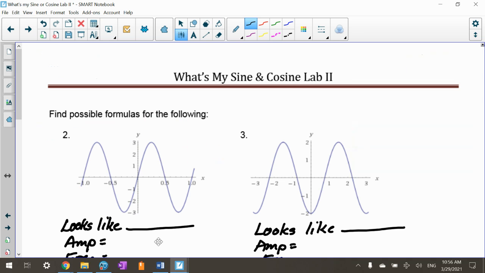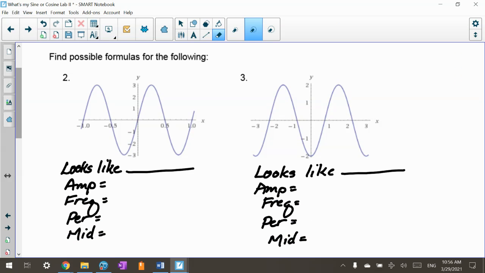All right, again, we're continuing on. This is What's My Sine and Cosine Lab number 2. I did the first one already in its own separate video. I'm going to try to do as many of these, but this page is basically, we're trying to find the formula for the curves. We've been doing this quite a while, but I wanted to make sure that you're comfortable with it. All right, so the first one, remember, I'm not going to do any shifts in these.